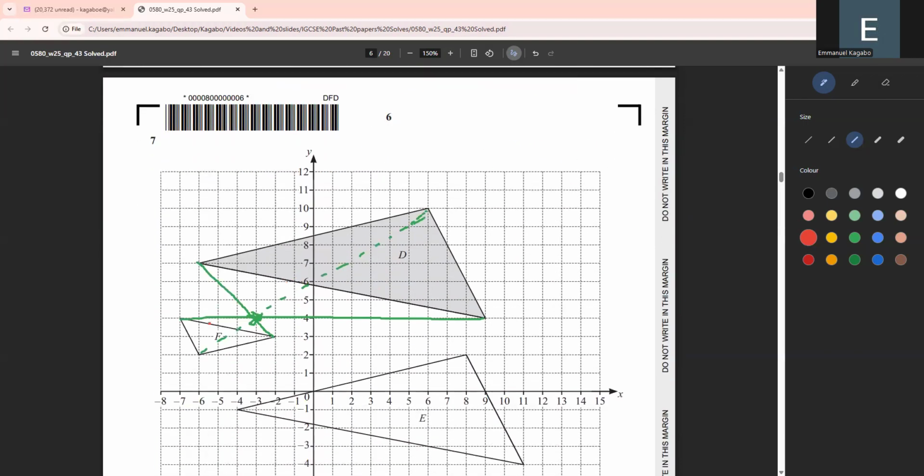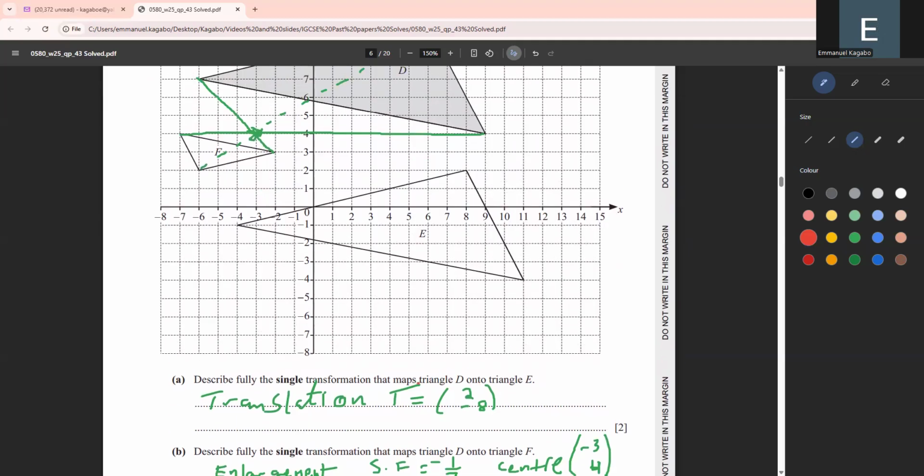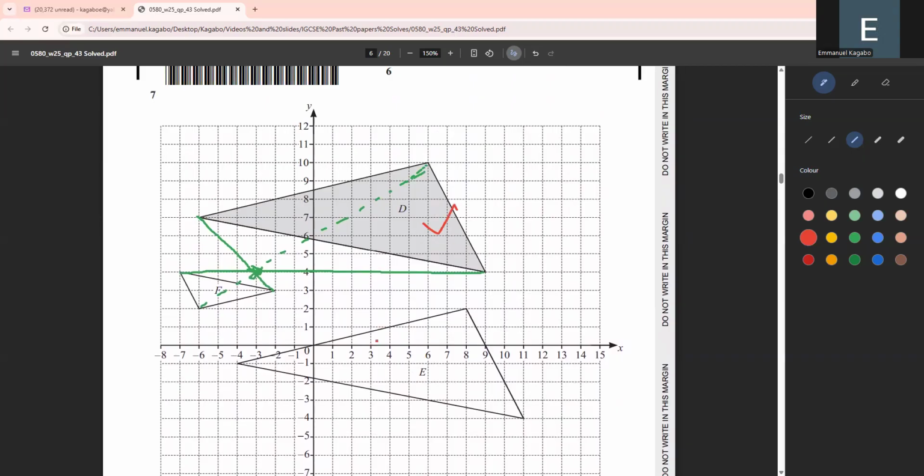Question 7 is about transformation, okay? In this question, they said describe a single transformation that maps triangle D onto triangle E. So what kind of transformation takes this triangle D from this point to E? As you can see, the shape stays the same. They just move the shape from one place to another. That can't be rotation, enlargement, or reflection. It's only translation.